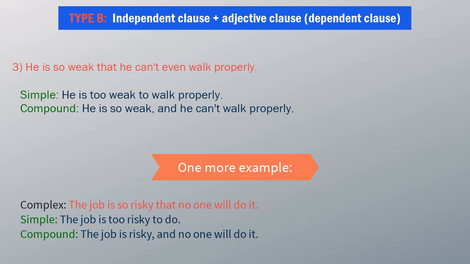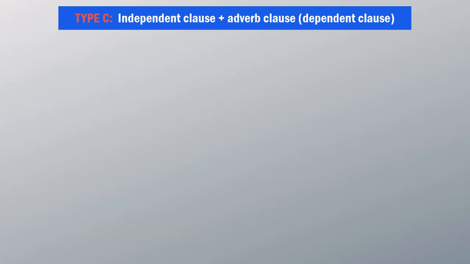Case number three, where the dependent clause in the complex sentence works as an adverb. And you guys must know what an adverb is. An adverb basically talks about a verb, gives information about it, modifies it, and can even modify an adverb or an adjective.